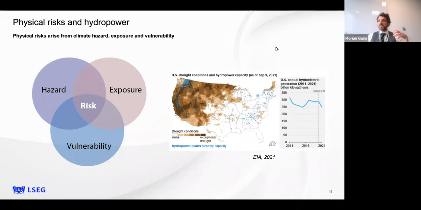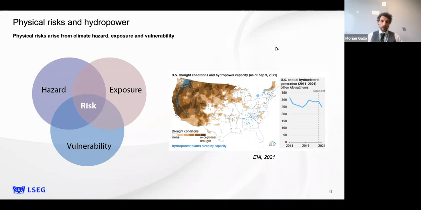So the climate hazard is the evolution of the climate due to climate change. The exposure is the asset-level information: where are the assets and how exposed they are to a climate hazard. And the vulnerability point is the response of an asset to a given climate event.